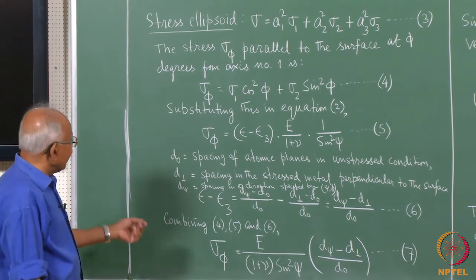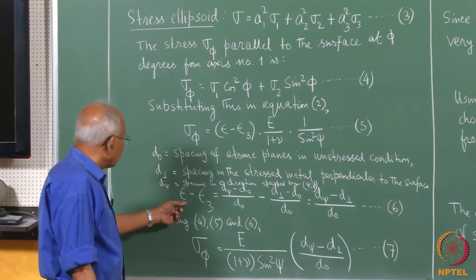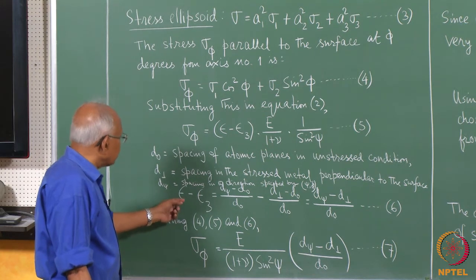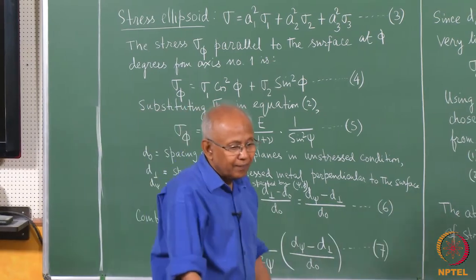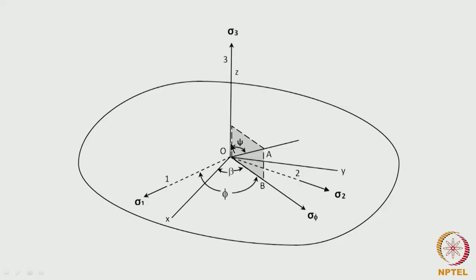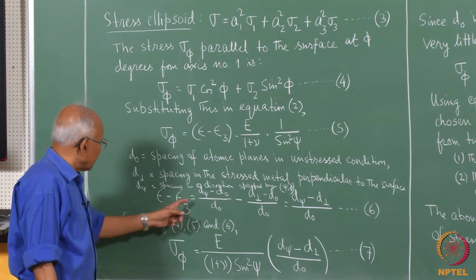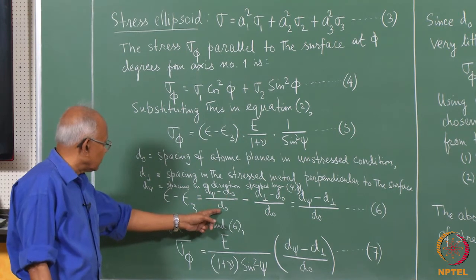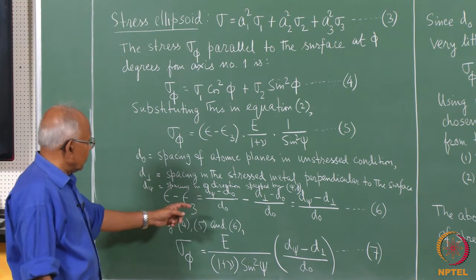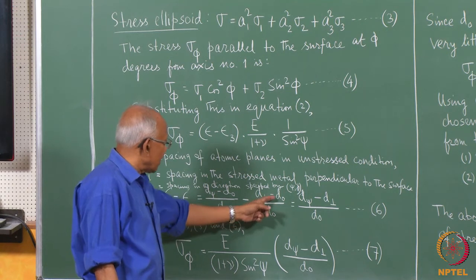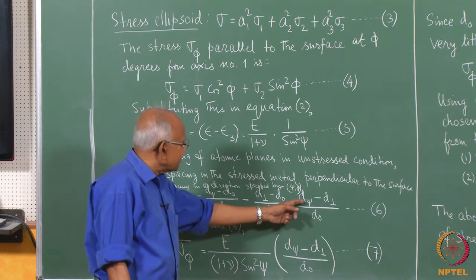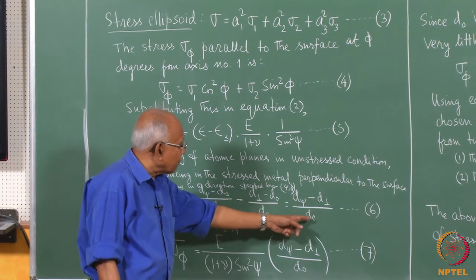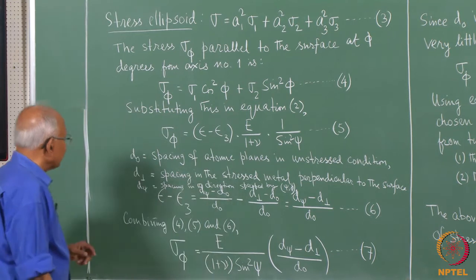So, I will repeat, the epsilon here is a strain corresponding to this condition defined by psi and phi. So, this epsilon here will be equal to d psi minus d0 by d0, and epsilon 3 will be equal to d perpendicular minus d0 by d0. So, after subtraction it becomes d psi minus d perpendicular by d0. This is our equation 6.